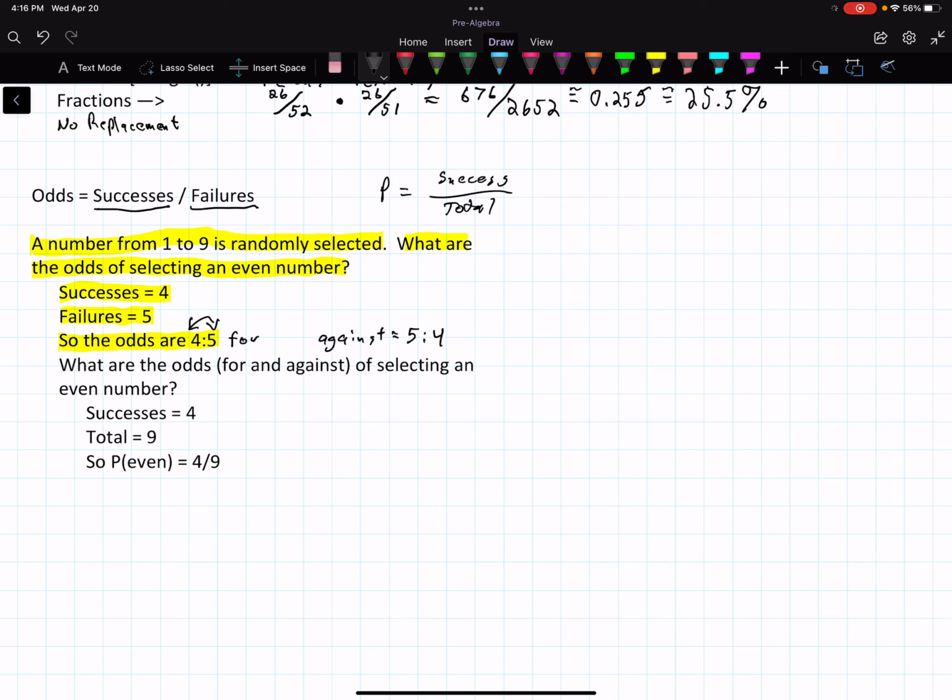So let's not look at this. This was a typo. And let's go down here. I did correct this, sorry, excuse me. So now we have the odds for and against. It's asking us now for, here was the typo. I want the odds for and against selecting an even number. No, I want the probability.